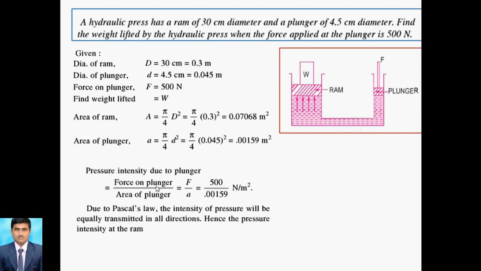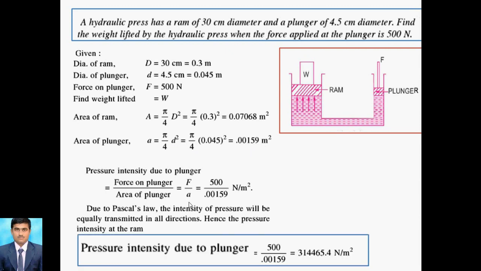So for the plunger, force is 500, as we mentioned here. And the area of this plunger we already discussed, that is 0.0159, because you can take the diameter square, that is pi by 4 d square, and you get the value. So you can put this, and after that you can go for the next relation. So this is the pressure intensity due to the plunger.